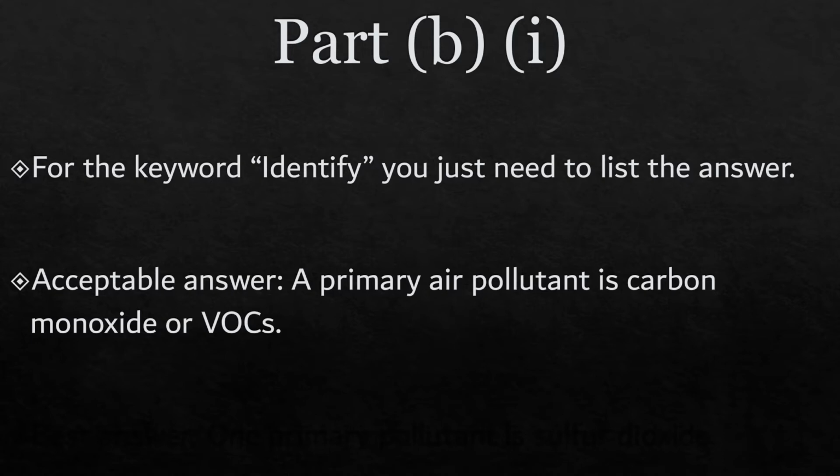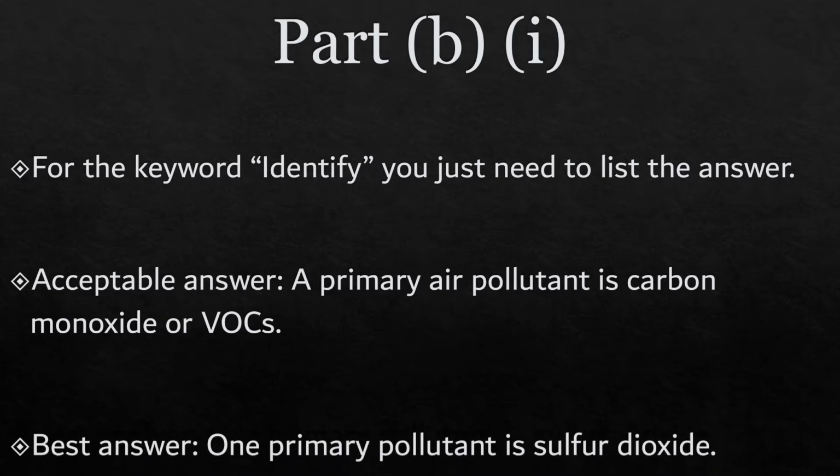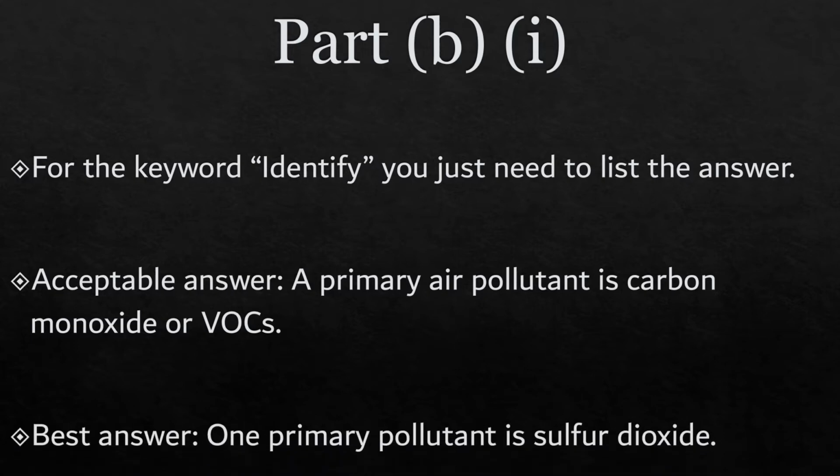The AP readers are very strict with this idea. They will only take the first one. So just think very hard, write down the answer. The best answer would be: 1 primary pollutant is sulfur dioxide. Again, a complete sentence. But remember, you do not need to have a complete sentence to answer identify questions. Identify questions could come in the form of identifying something off of a graph or data table.